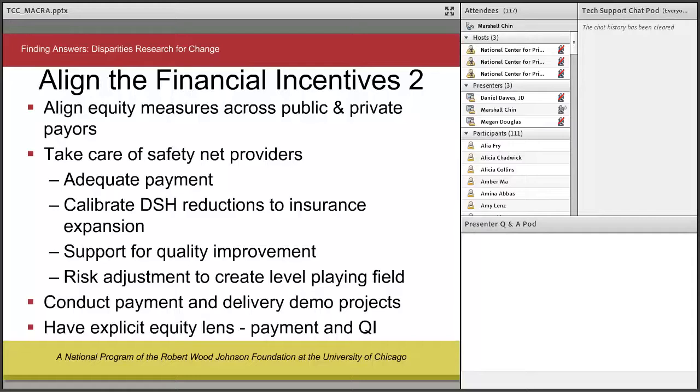And for those of you working on the safety net, there will need to be specific things done to take care of the safety net. One that I know Dan will talk about a little later is risk adjustment, for example, risk adjustment for the patient's socio-demographic status, so safety net organizations aren't penalized for taking care of tougher patients. And the need for more demonstration projects. The bottom line is that there needs to be an explicit equity lens so that we think about improving equity in all we do with quality.